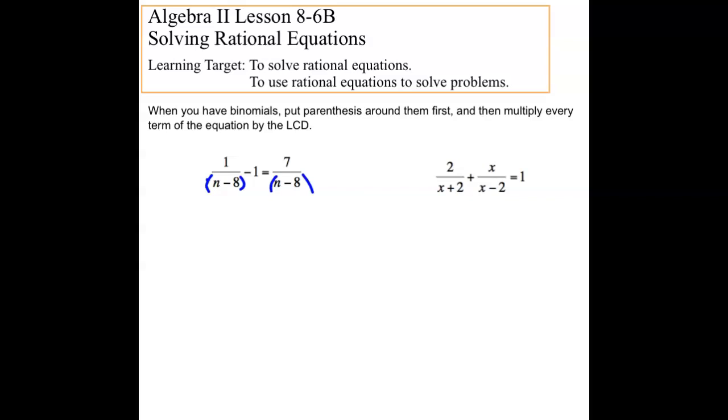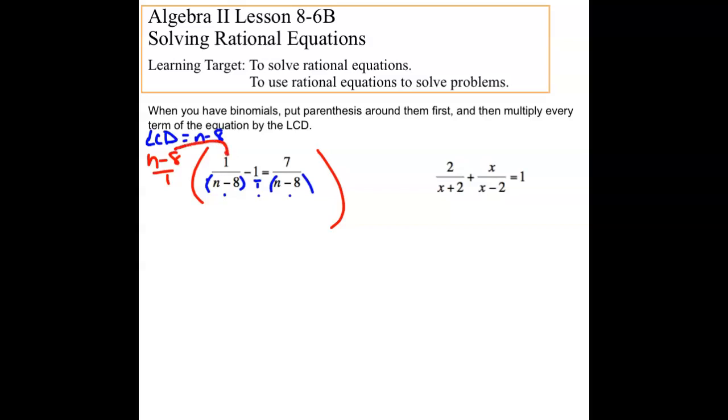by the LCD. And if we look at all of our little denominators, we have an n minus 8 for the first one, we have a plain 1 for our second fraction, and then we have an n minus 8 again for the third fraction. So our LCD for this one is just going to be n minus 8. So we are really taking that n minus 8, and even though we just put it out front of all of this, we are distributing that to every piece of this equation.